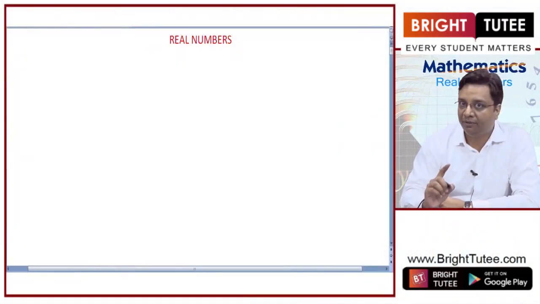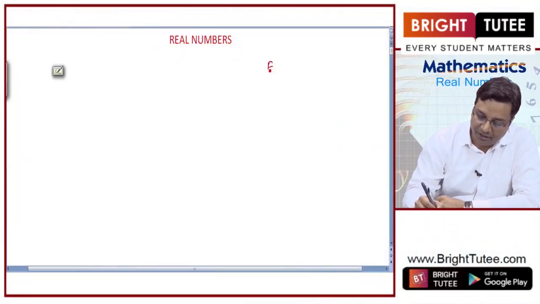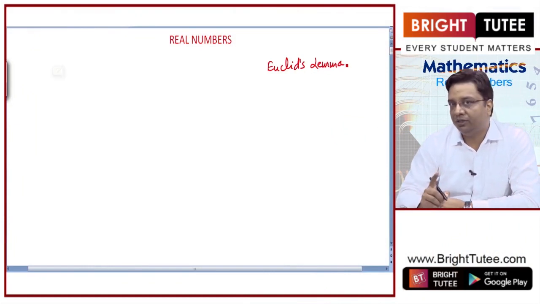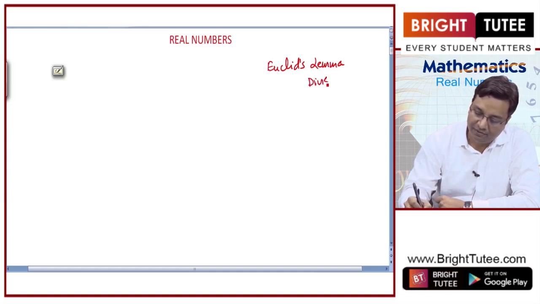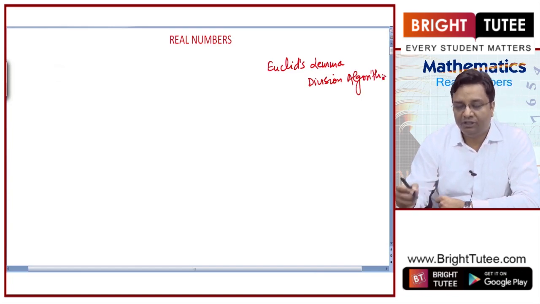In today's lecture we will revisit the irrational numbers, right? Till now in the lectures on real numbers we have covered Euclid's lemma and Euclid's division algorithm. Apart from that, we used division algorithm to calculate HCF and LCM.